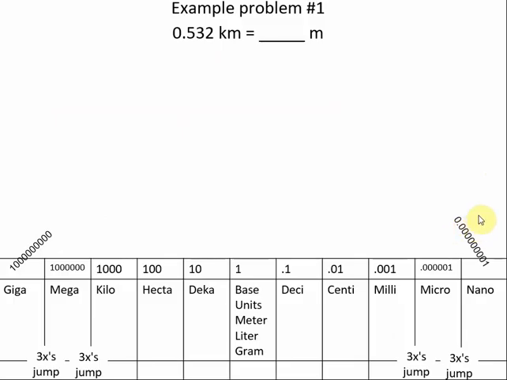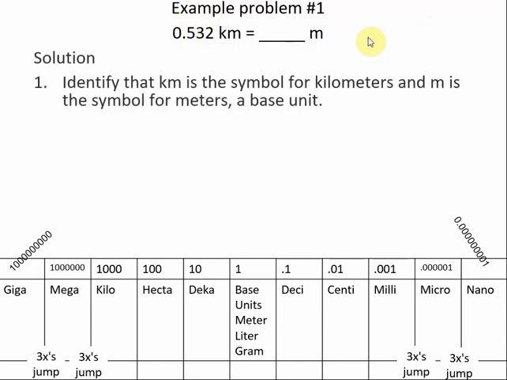So here's an example problem of how to convert within the metric system. 0.532 km equals how many m's? To do this, first you have to realize that km is the symbol for kilometers, and m is the symbol for meters, a base unit. It's not milli, it's just m by itself.